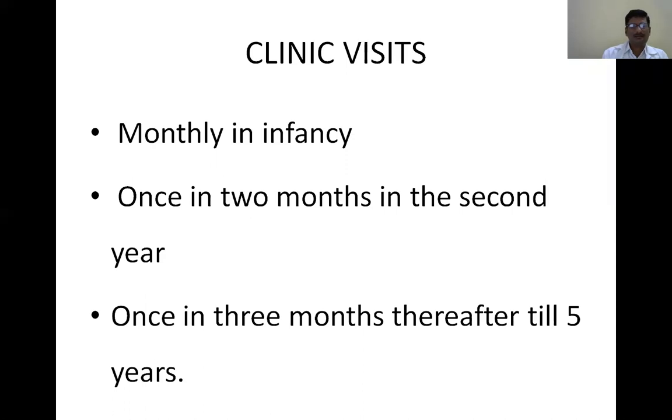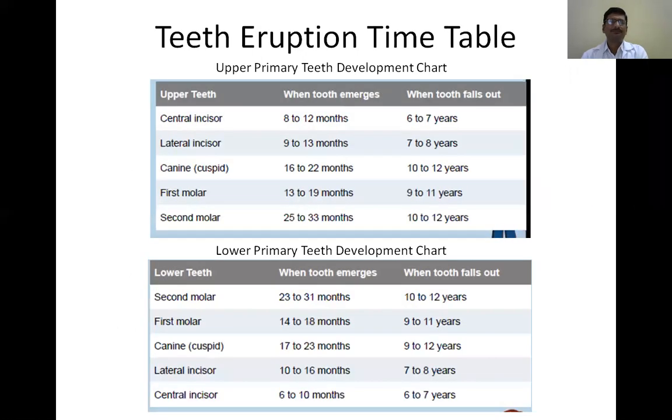And up to 5 years, later on, it should be once in 3 months that you should visit, so that all the anthropometric measurements can be made and studied against the standard reference values. Thereby, any growth abnormality can be diagnosed at the earliest stage and can be intervened wherever possible.